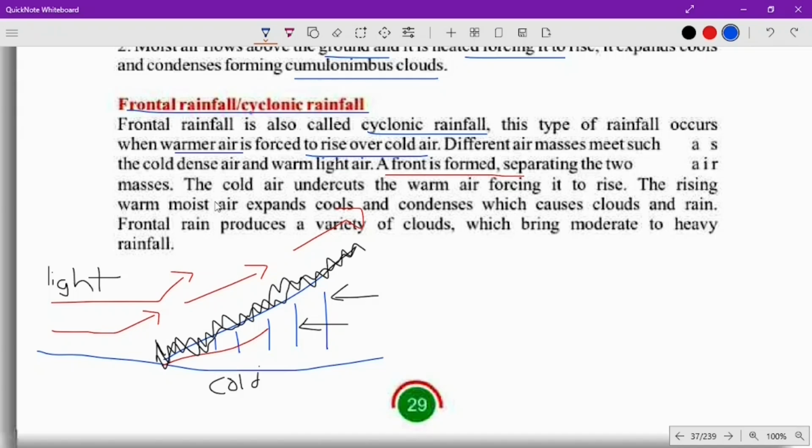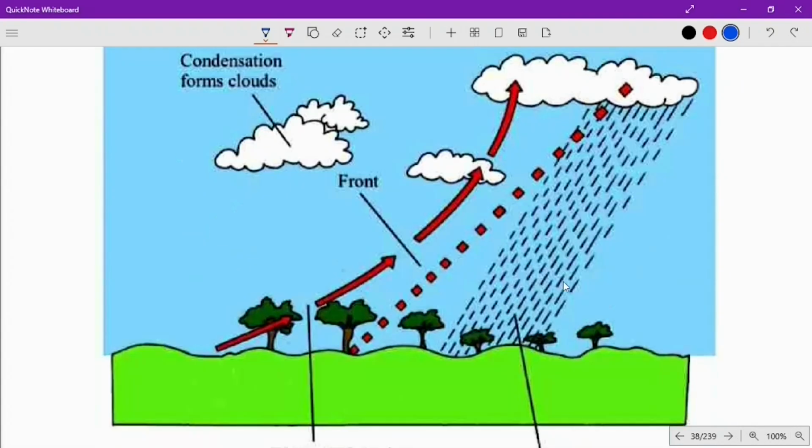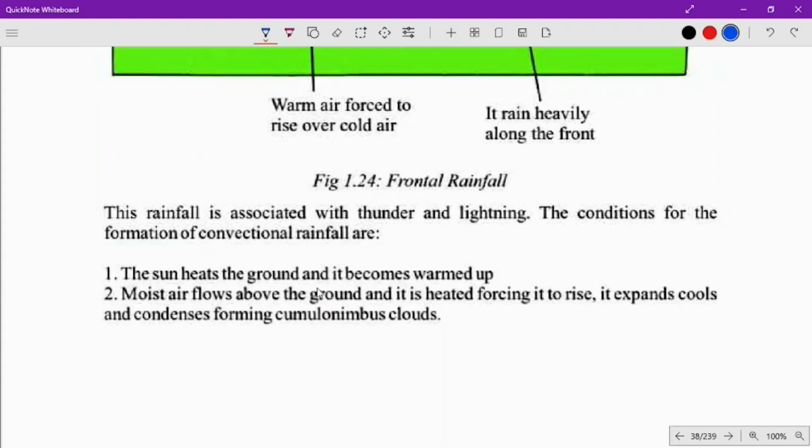Right, let's continue. The rising warm moist air expands, cools and condenses and causes clouds and rainfall. So frontal rainfall usually produces a variety of clouds which bring moderate to heavy rainfall. So those are the three types of rainfall that we have, and thank you very much. Here is a picture of a frontal rainfall in order for you to understand it. This rainfall is also associated with thunder and lightning.